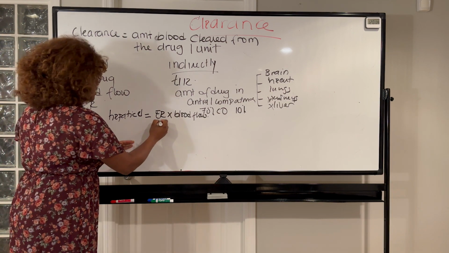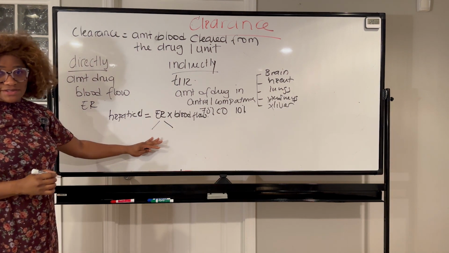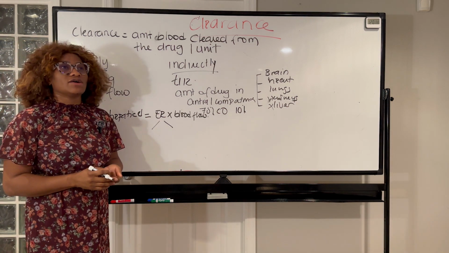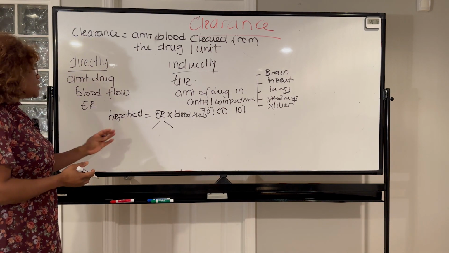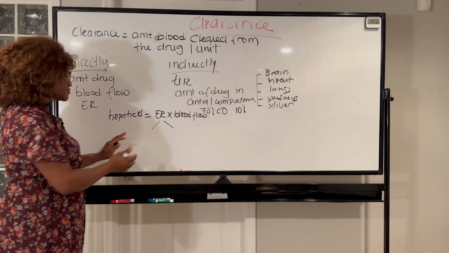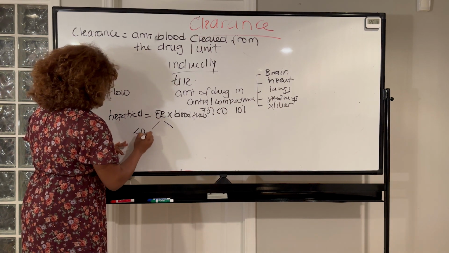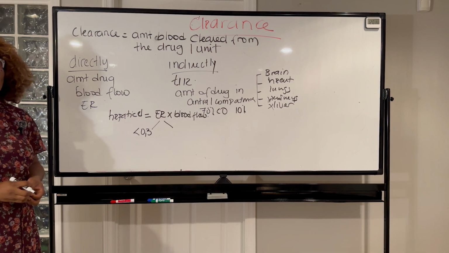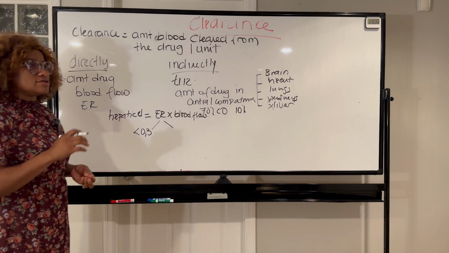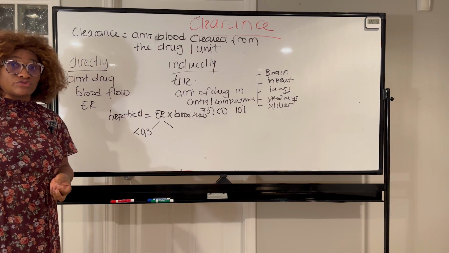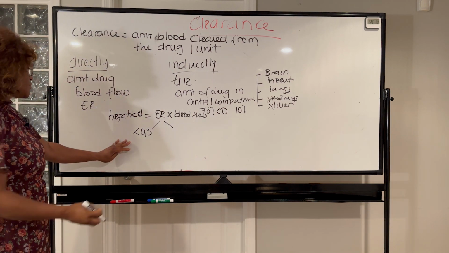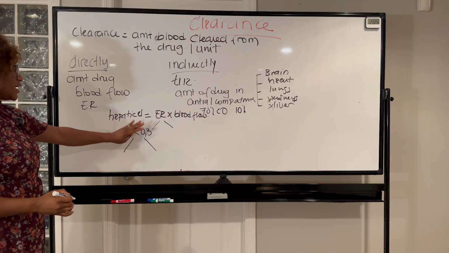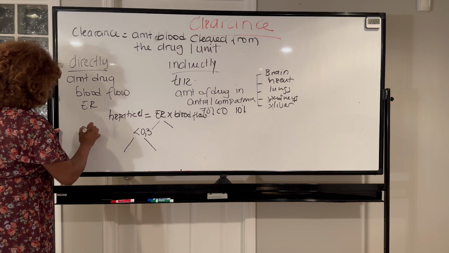Now, sometimes we can have a defective system in the extraction rate. We might have a normal extraction rate, or we might have a low extraction rate. So how does this affect our clearance? With an extraction rate less than 0.3, less than 30%, that means we have a problem with our liver. The cells are not able to extract most of the drug from the blood. So two things are going to happen. This kind of extraction rate is called capacity dependent.